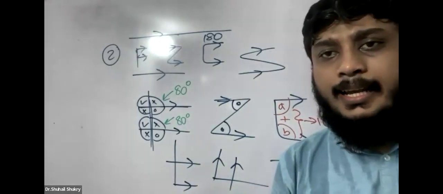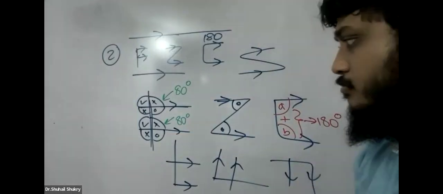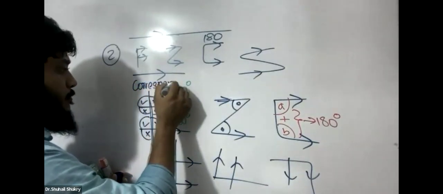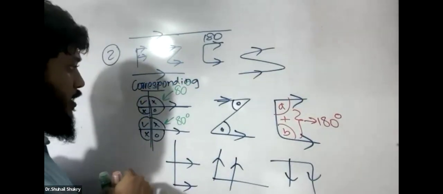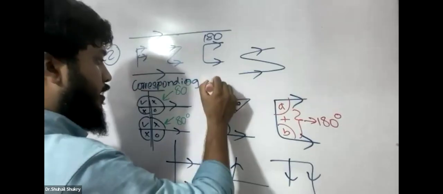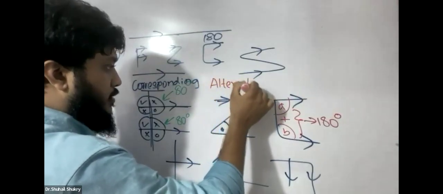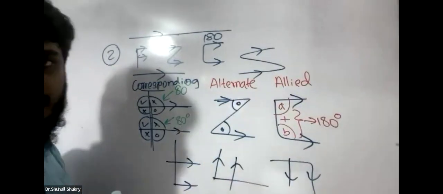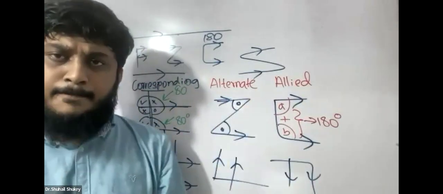now C is allied angles. F is corresponding angles. So F means the corresponding angle. It is only corresponding. This part is the corresponding angle. And this part is alternate. And this one is the allied angle. So this one is corresponding, alternate, and allied.